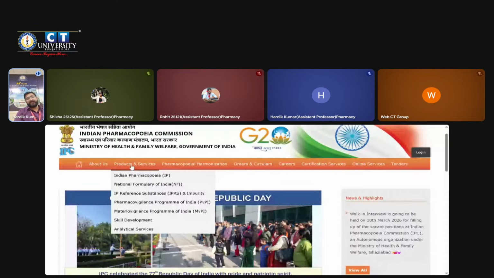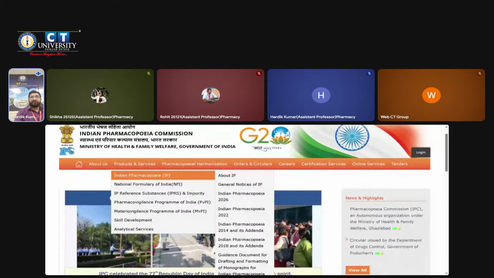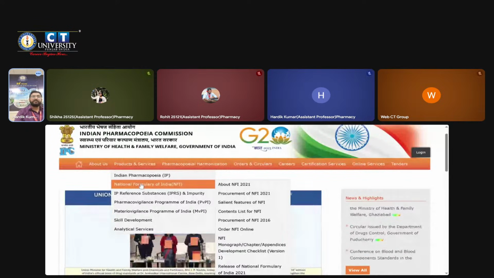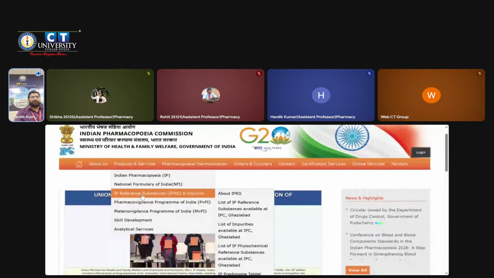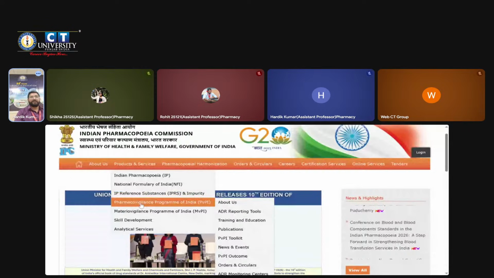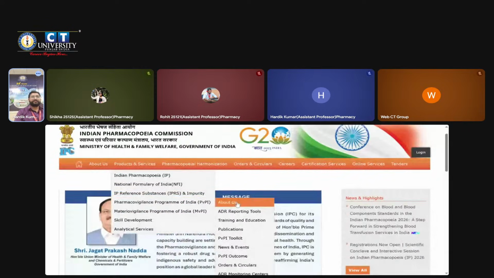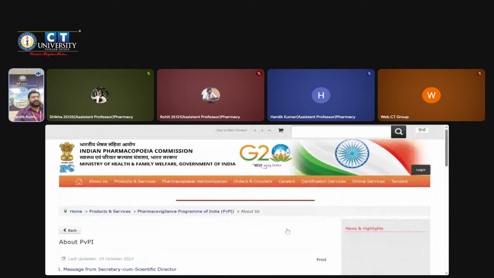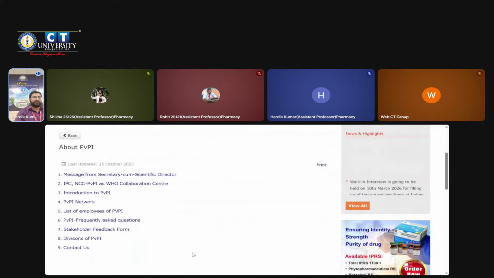The latest Indian Pharmacopoeia is from 2026, and the National Formulary of India was launched in 2021. The reference is the Pharmacovigilance Program of India. We have to go to the Pharmacovigilance Program of India. Here you will get all the descriptions about the Pharmacovigilance Program of India.